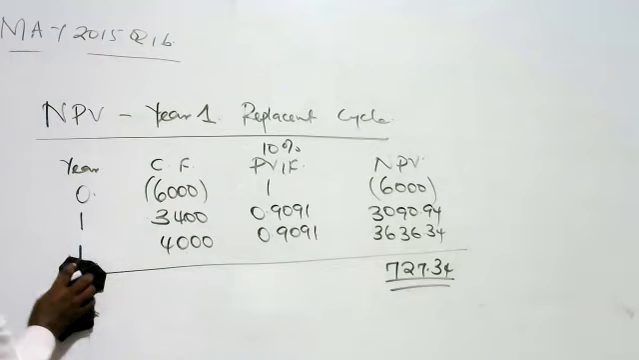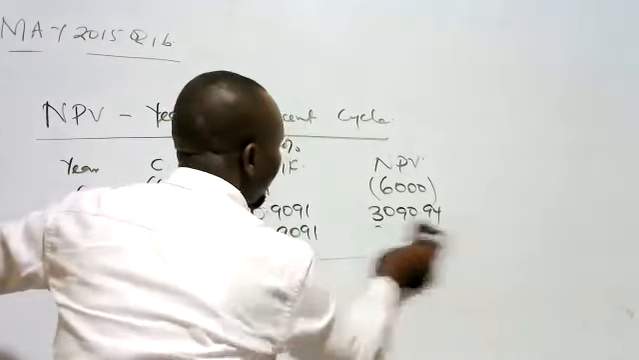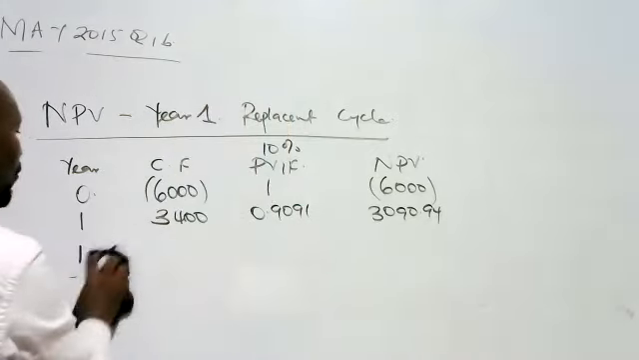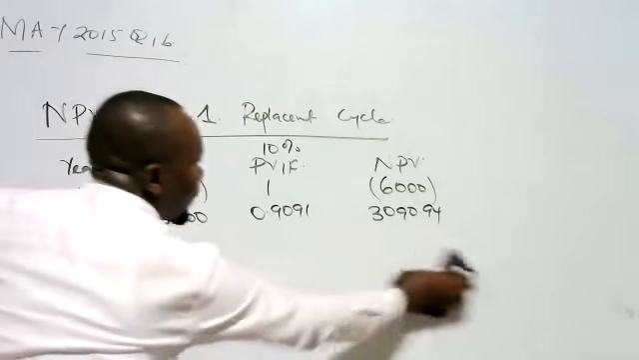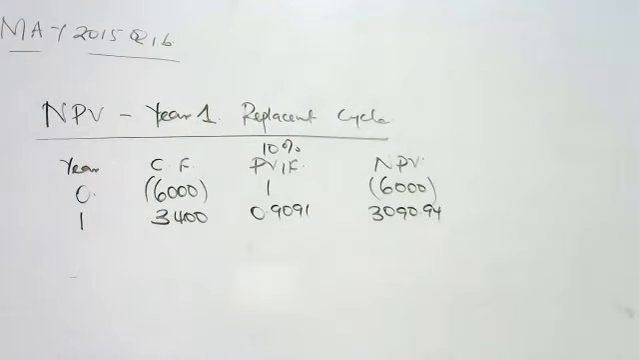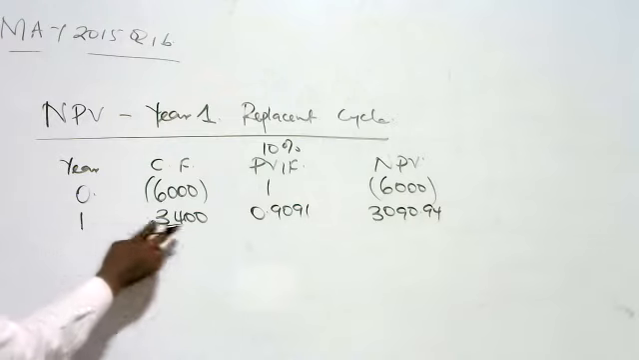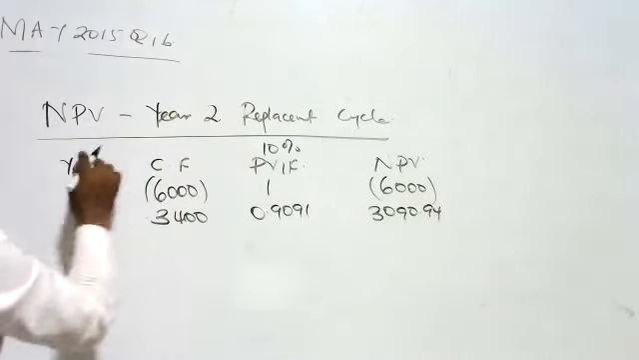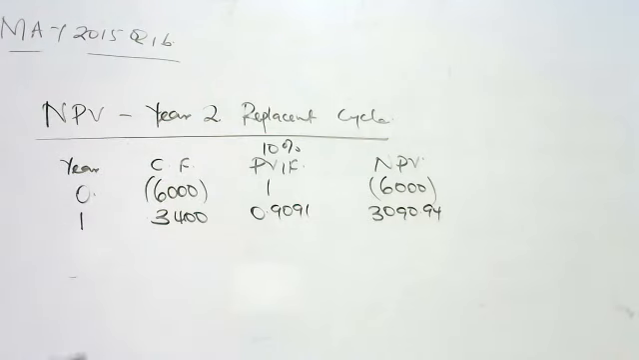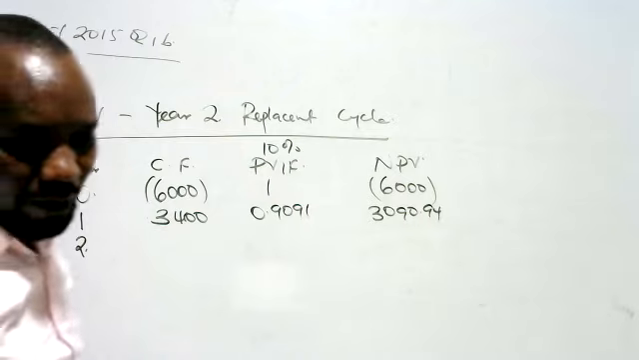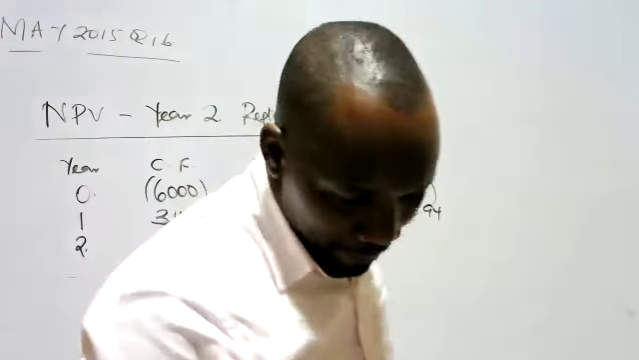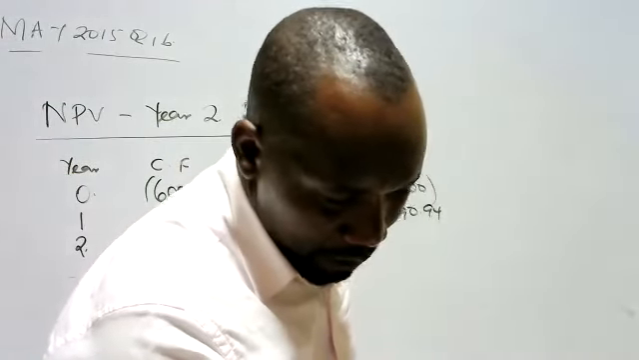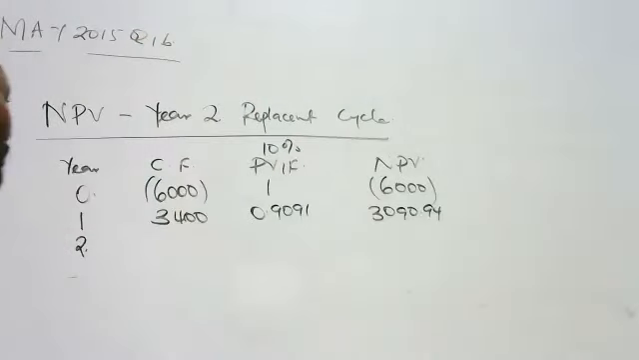So let's come to year 2. So this one was sale. So I'm just removing the sale. So in year 2, we decided to generate our income for year 2. That is now year 2. Andika hii NPV year 2 replacement cycle. So we're going to generate another revenue for year 2. Year 2, the revenue is 3550. That is what we got here.